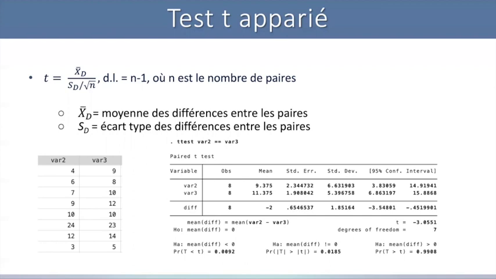In this case, I see that the p-value associated with the alternative hypothesis that the difference is not 0 is 0.0185, and it's less than 0.05. So I can reject the null and conclude that there was a significant change between the pairs from one test to the next.